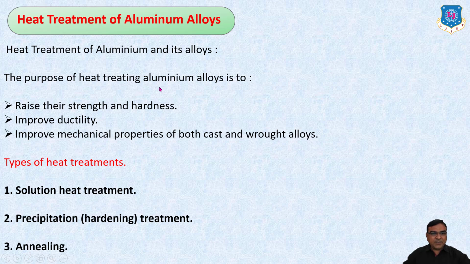The purpose of heat treating aluminum alloy is to raise their strength and hardness, improve ductility, and improve mechanical properties of both cast and wrought alloys. So there are three types of heat treatment process of aluminum. One is solution heat treatment, second is precipitation or hardening treatment, and third one is annealing.